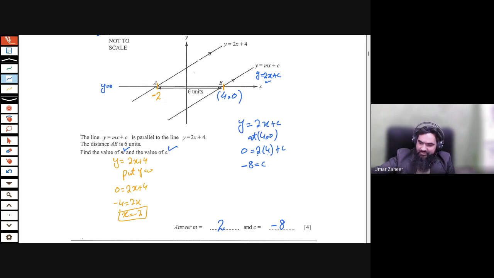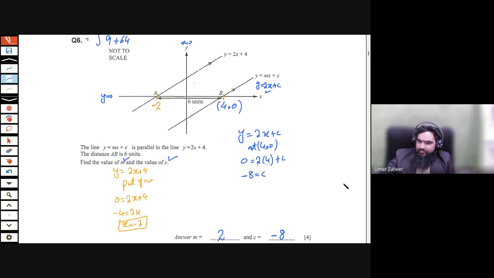Yes, everyone, is it clear? Yes, sir. I'm going to repeat this question. He says that you have the equation y is equal to 2x plus 4. There is another line that is parallel to this one, and both have x-intercepts a and b. Now he gives you the information that the distance between a and b is 6 units.